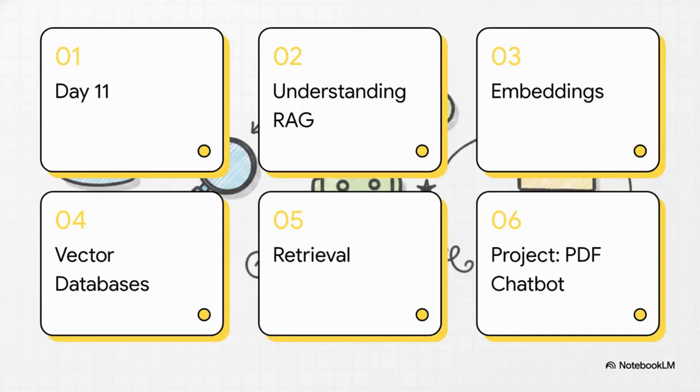Here's our quick roadmap for today. We'll start with day 11, Agentic Engineering, then move into understanding RAG, learning embeddings, vector databases explained, the retrieval process, and finally, our project, building a PDF chatbot.